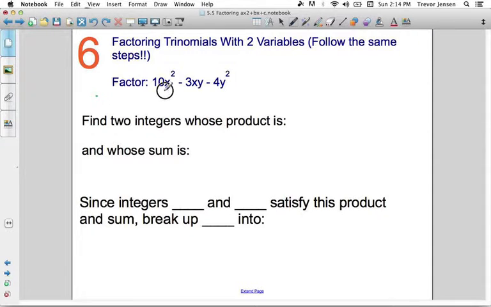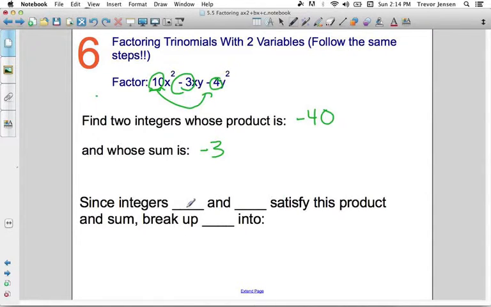So if your a value is not 1, you're going to need to factor this by grouping, unless you can factor out that a value. Does 10 go into 3 and 4? It doesn't, so we're going to have to factor it by grouping. In order to factor it by grouping, we're going to have to break up the middle term into two terms that have a product of a times c, so a product of negative 40, and a sum of your b value, a sum of negative 3.